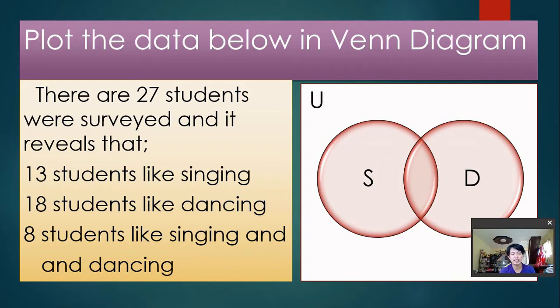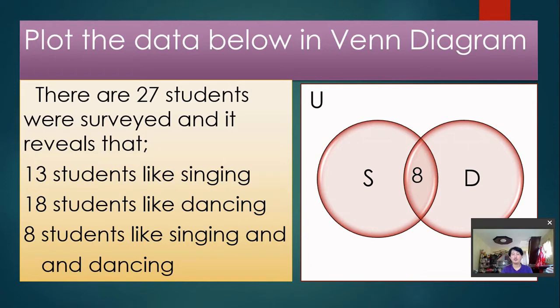Now, to plot this data in the Venn diagram, you start at the bottom. You start plotting the data at the bottom. So you start with 8 students like singing and dancing. Where are we going to put these 8 students? It should be on the intersection of S and D at the center. So there you put the 8.